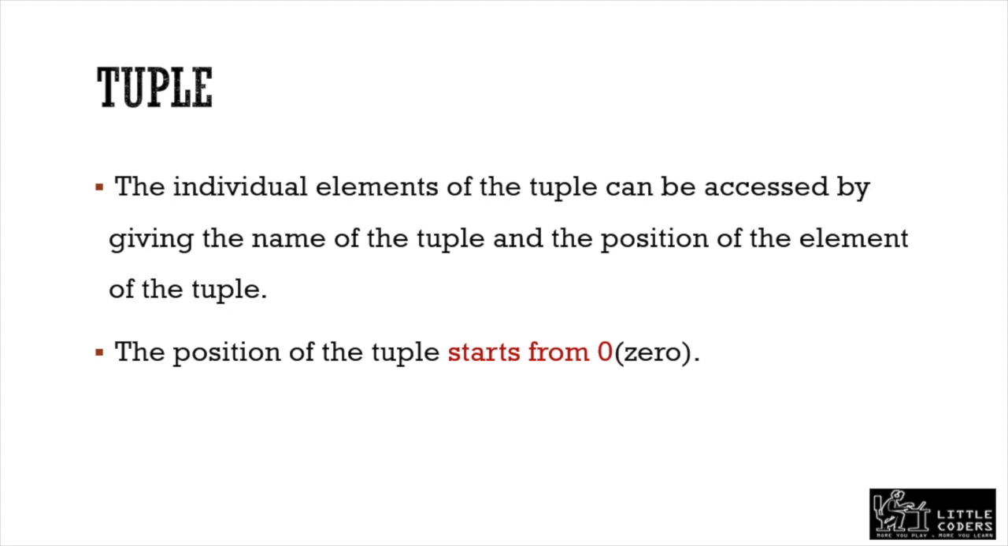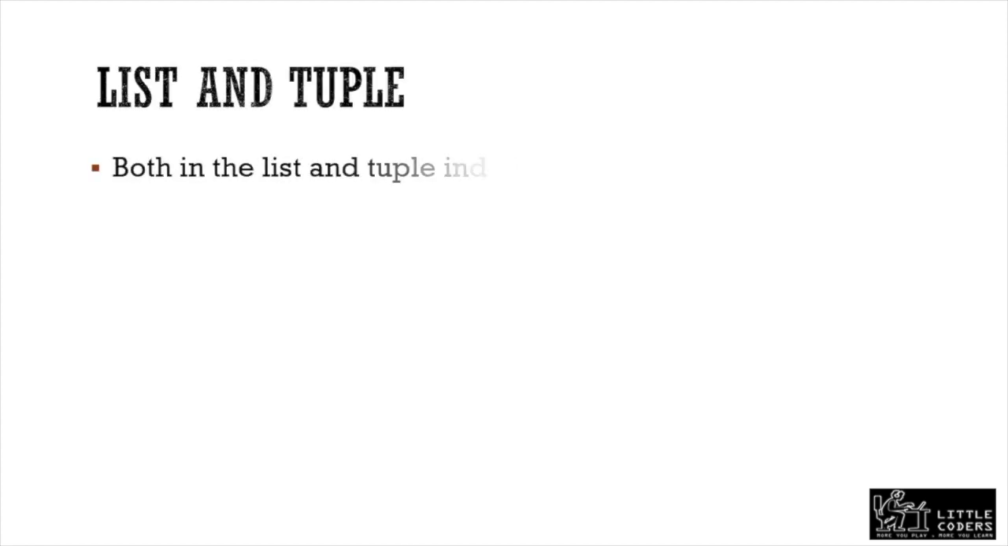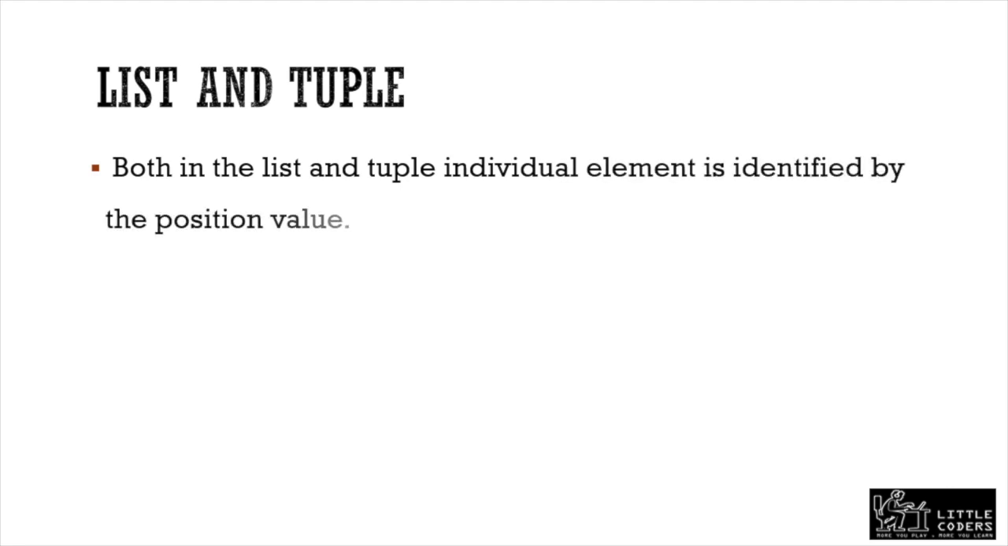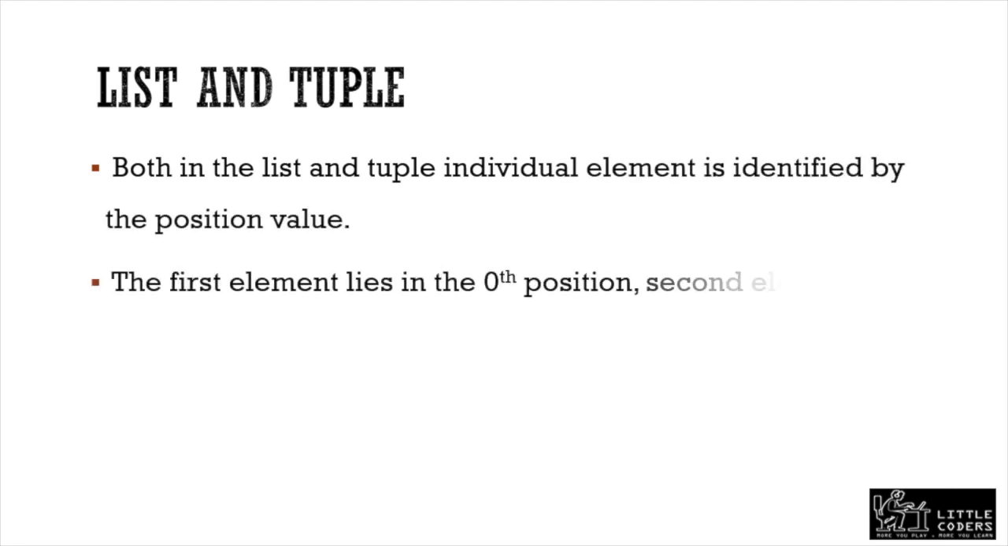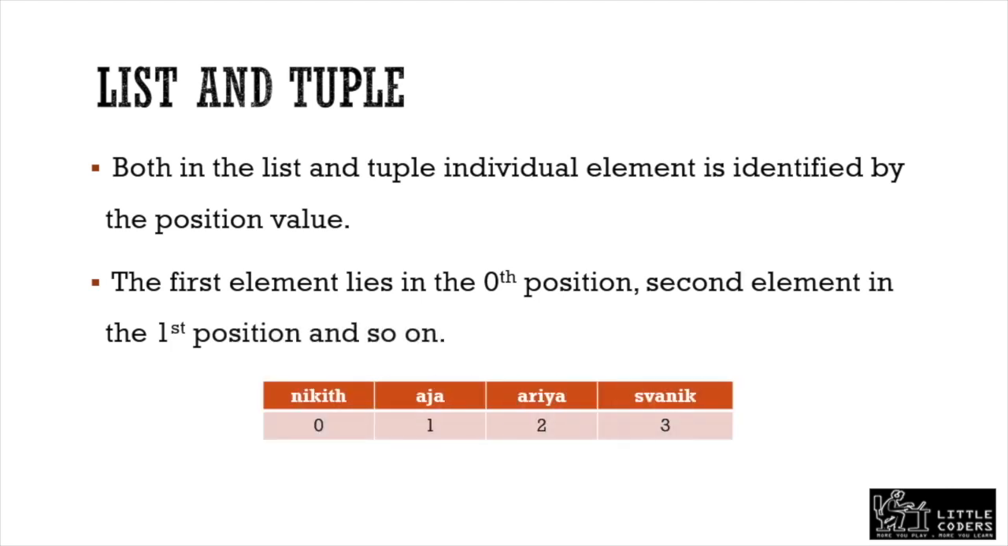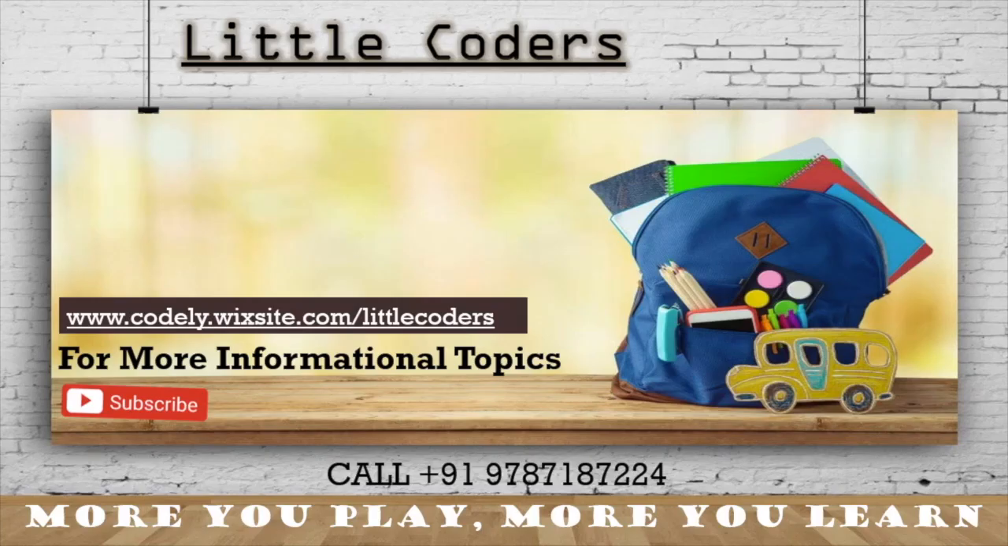So the individual elements in the list as well as the tuples can be accessed by their position values. Both in the list as well as the tuple, an individual element is identified by the position value. The first element lies in the 0th position, the second element in the first position, and so on. As in the string, where we discussed that the positional value starts from 0 onwards, here also the same thing happens. These are the other two sequence data types that are important and useful in writing different programs.